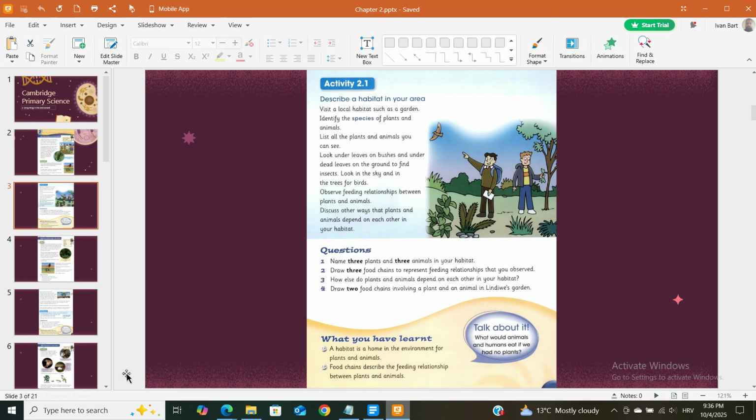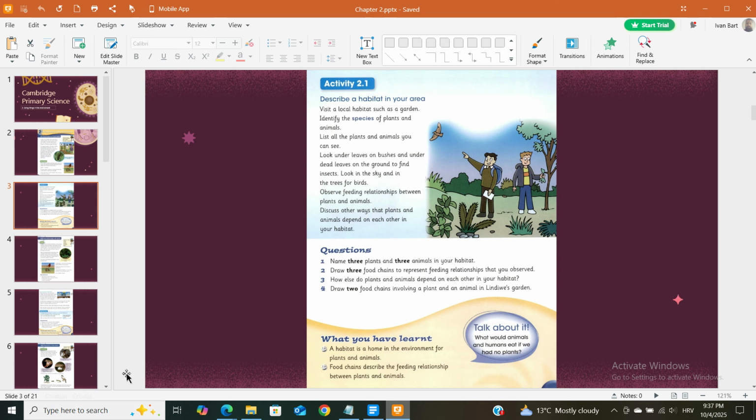Questions. 1. Name 3 plants and 3 animals in your habitat. 2. Draw 3 food chains to represent feeding relationships that you observed. 3. How else do plants and animals depend on each other in your habitat? 4. Draw 2 food chains involving a plant and an animal in Lindiwe's garden.